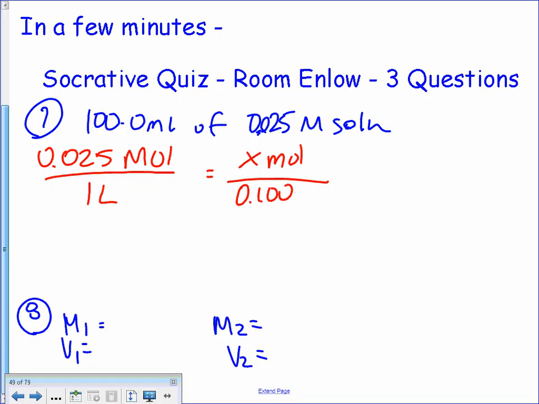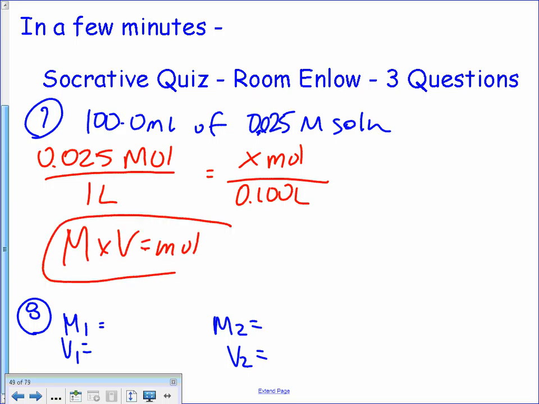So 0.100 liters. You cross multiply and divide, or just do 0.1 times 0.025. That's what I usually do. I usually go M times V gives you moles. You wrote this down in your notes a couple days ago. Remember seeing that? This is the same thing as setting up a proportion. It's just that I'm going straight to the calculation phase of it.